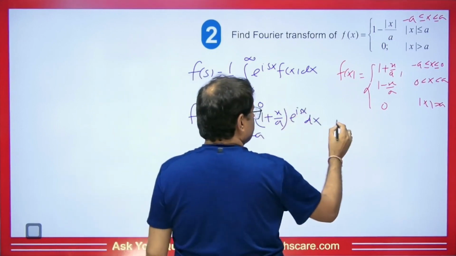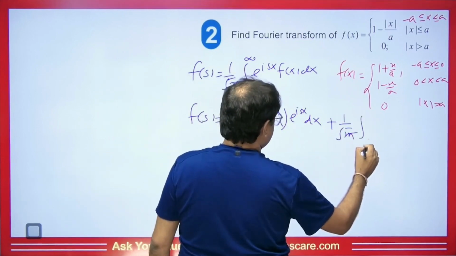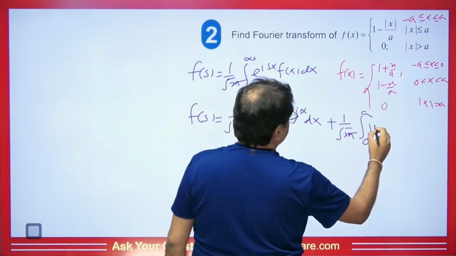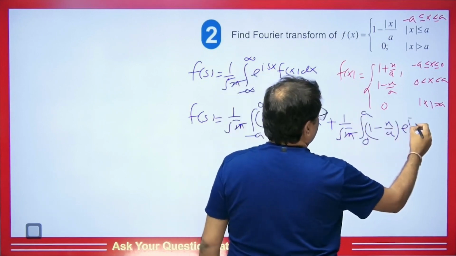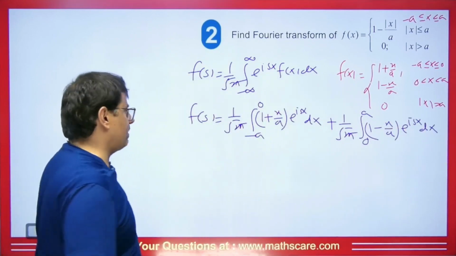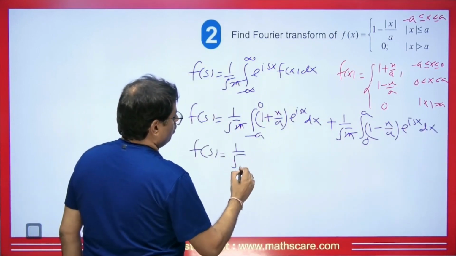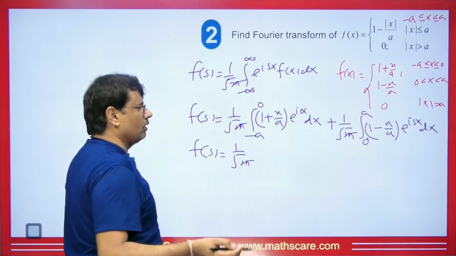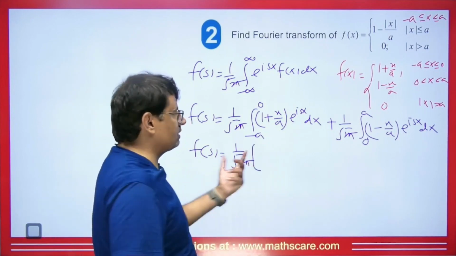Plus 1 divided by the square root of 2 pi, integral from 0 to a, where we get 1 minus x by a, times e to the power of iota s x dx. If you want, you can expand this e to the power iota s x, but it's better to do it through simple integration. We can expand this and integrate it.